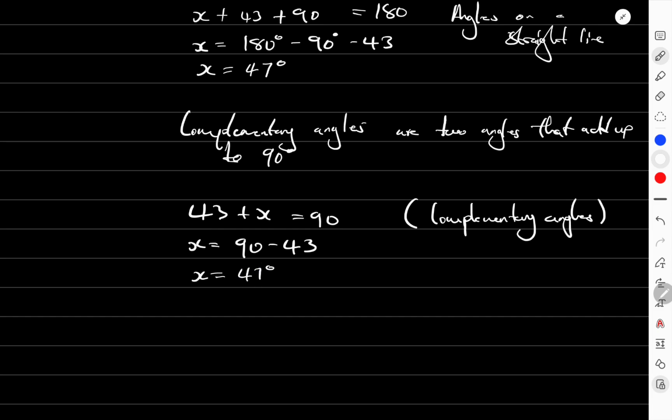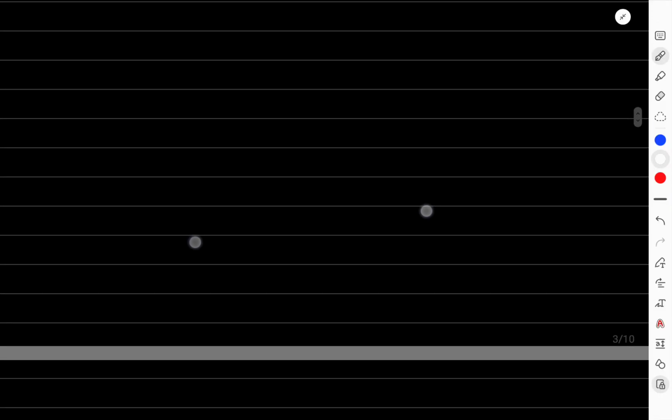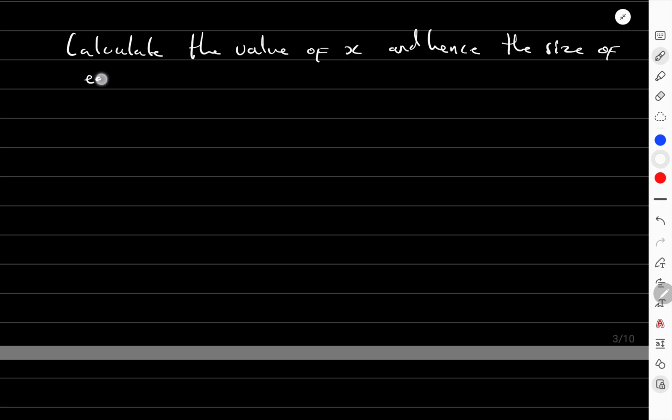I'm going to have x equals 47 degrees. Now let us do the second one. We are required to calculate the value of x and hence the size of each angle. So let me draw the structure here.